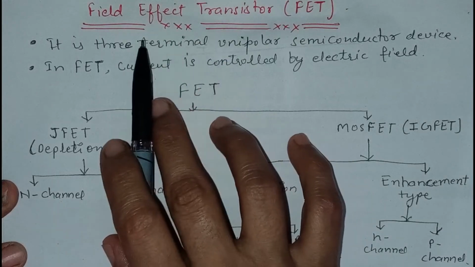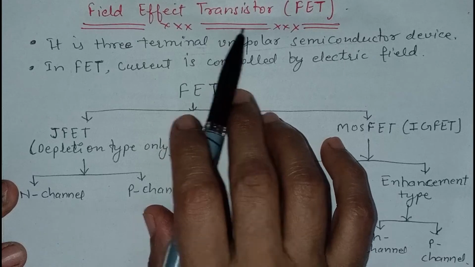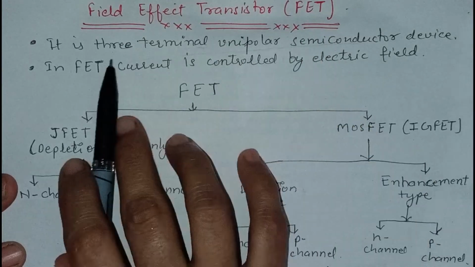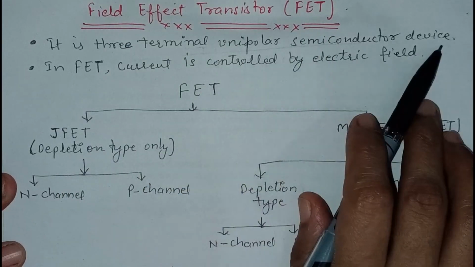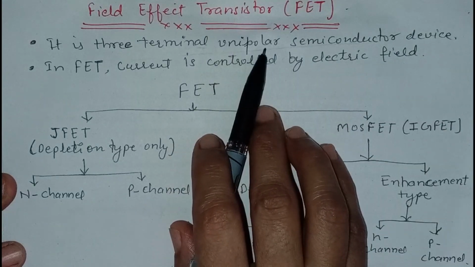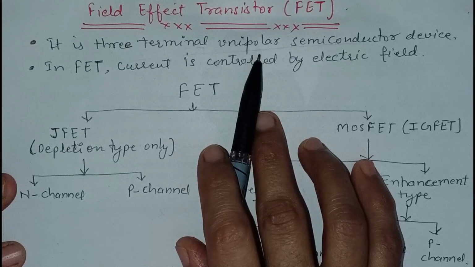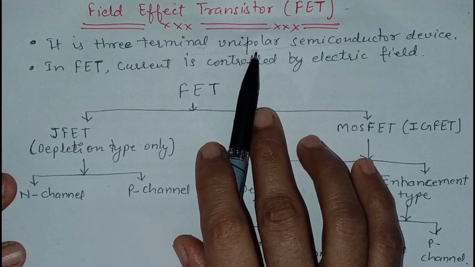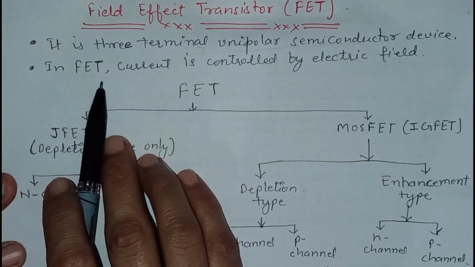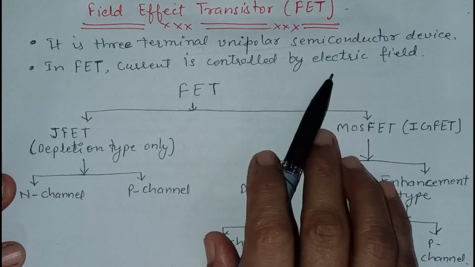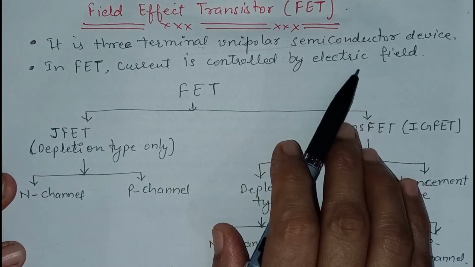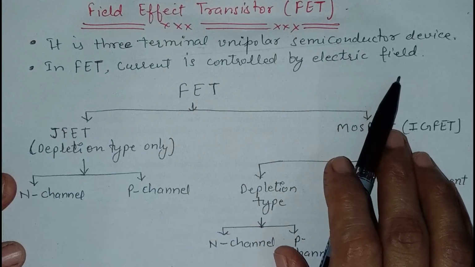In this video, we will discuss the field effect transistor, FET. It is a three-terminal unipolar semiconductor device. Unipolar means the current conduction in this device is only due to one type of charge carrier, electrons or holes. In a FET, the current is controlled by an electric field, that's why the name is field effect transistor.